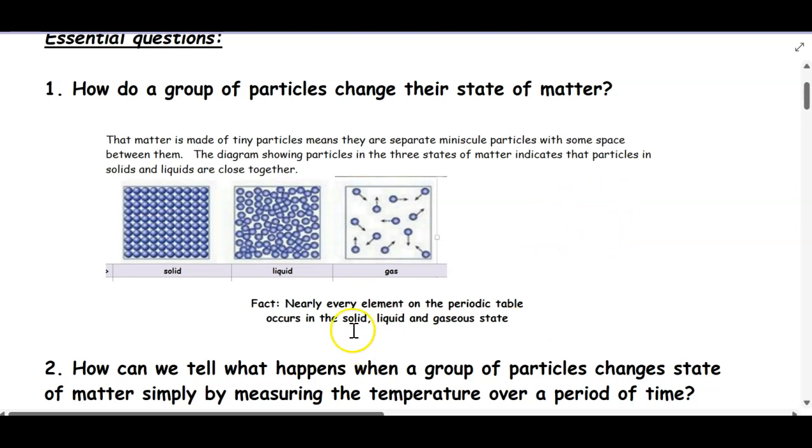All right, nearly every element on the periodic table occurs in the solid, liquid, and gaseous state. But many of the elements on the periodic table we know only in really one state of matter, because that's what they occur in within the range of temperatures that occur on Earth. So between the temperatures that we commonly live at, what are the states of matter of these materials? And that's the one we know. But in fact, nearly every element, nearly every compound can exist in the solid, liquid, and gaseous state, depending on what the temperature is.